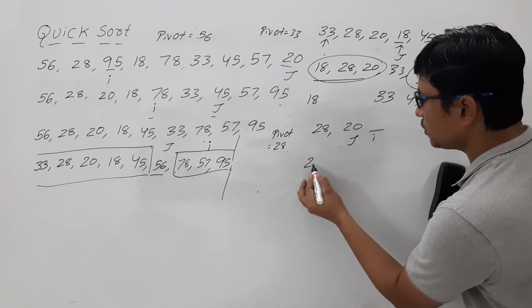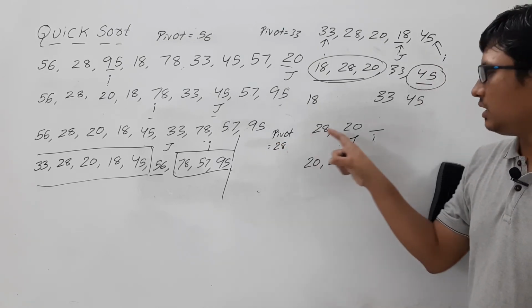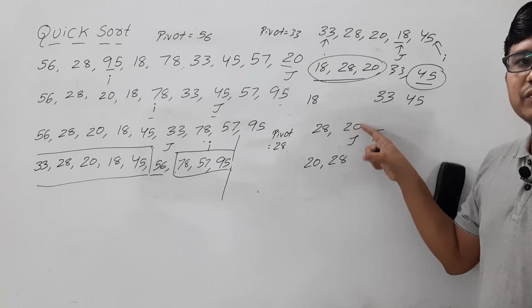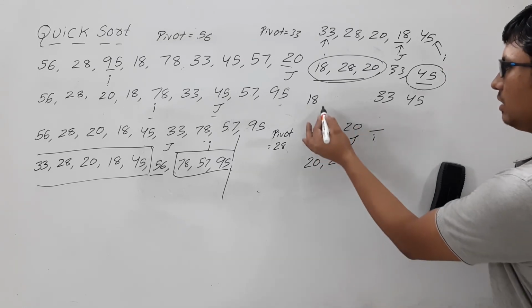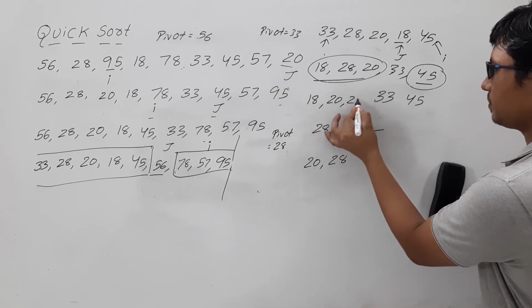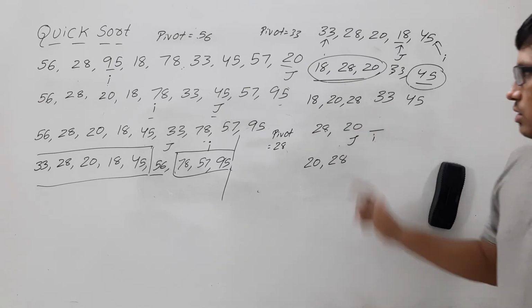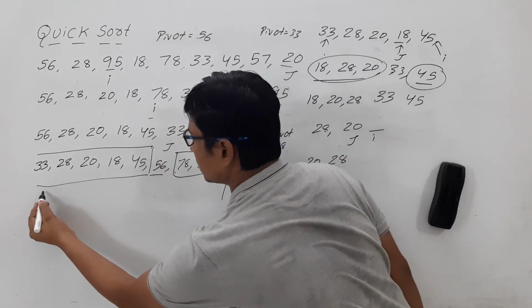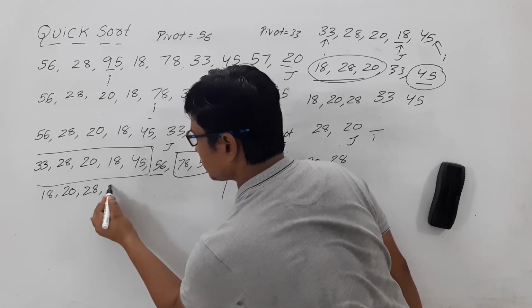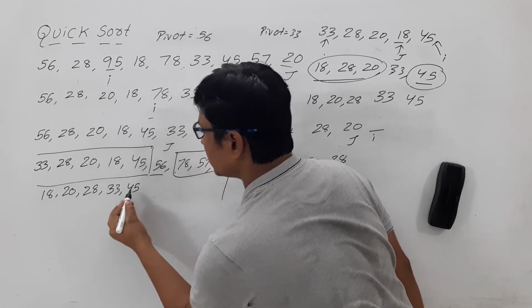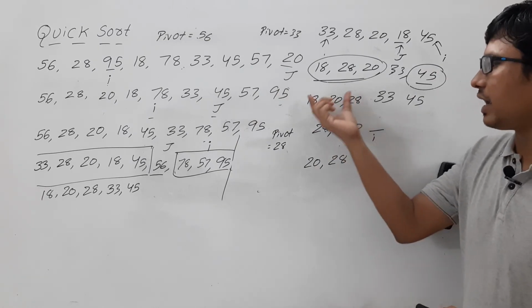If you do it, you will get 20 and 28, because the pivot element is 28 and A of j is 20. So if you swap, you will get 20 and 28. That you need to place here. Okay, so you got all the elements in sorted order. So those values you need to take here: 18, 20, 28, 33, 45. That is the conquer mechanism, because you divided and are now adding them back.